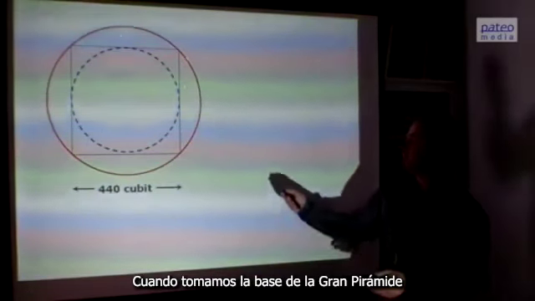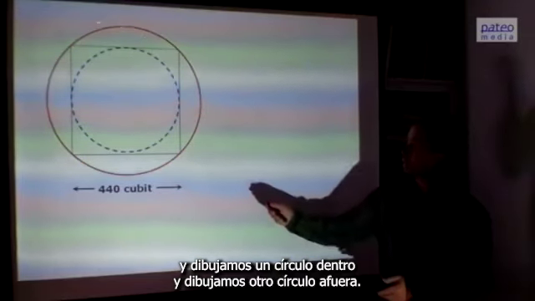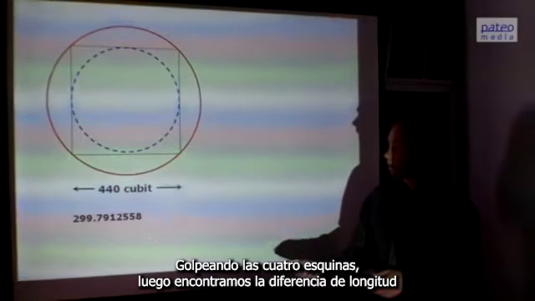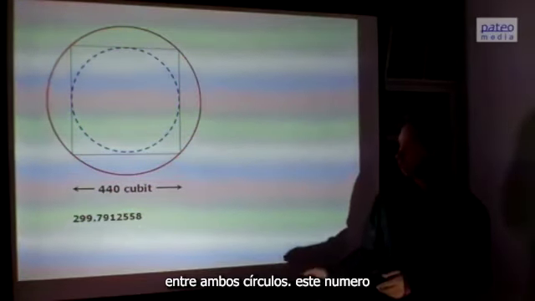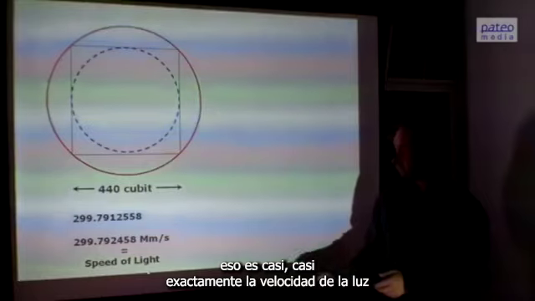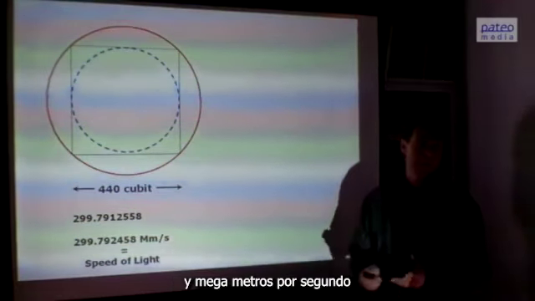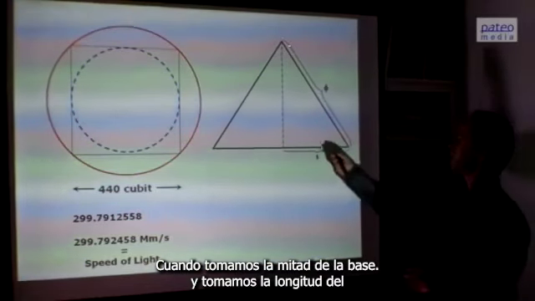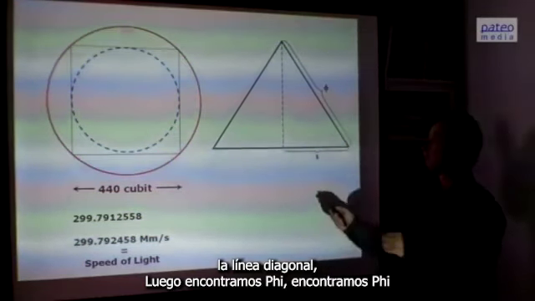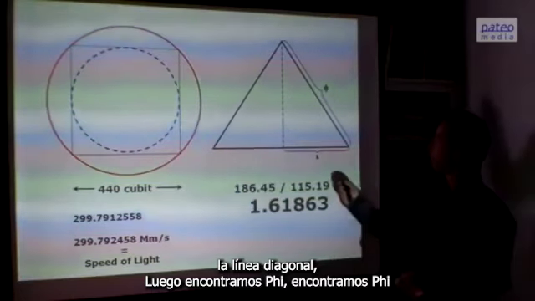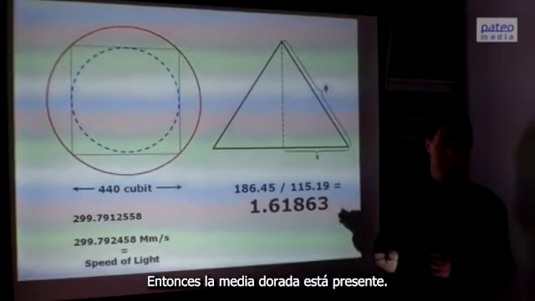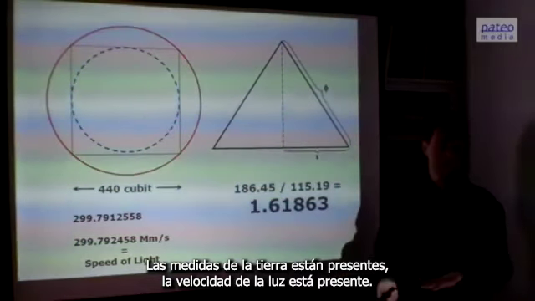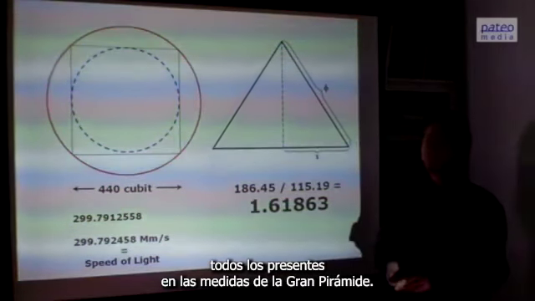When we take the base of the Great Pyramid and we draw a circle inside and we draw another circle outside, exactly hitting the four corners, then we find the difference in length between both circles, this number. That is nearly exactly the speed of light in megameters per second. When we take the half of the base and we take the length of the diagonal line, then we find phi, the golden mean. So the golden mean is present, the measurements of the Earth is present, the speed of light is present, all present in the measurements of the Great Pyramid.